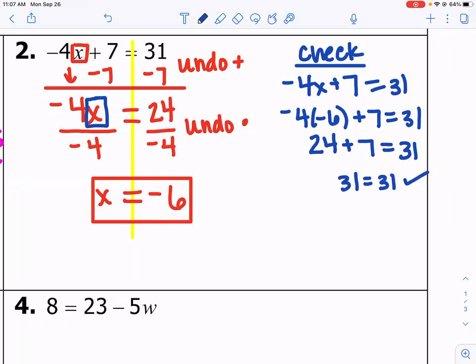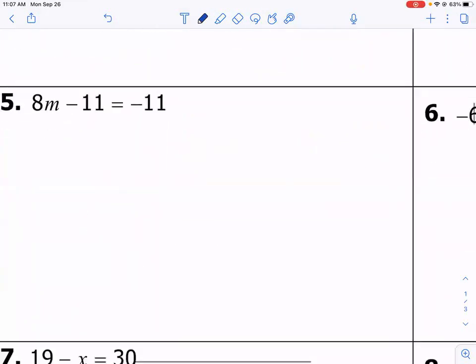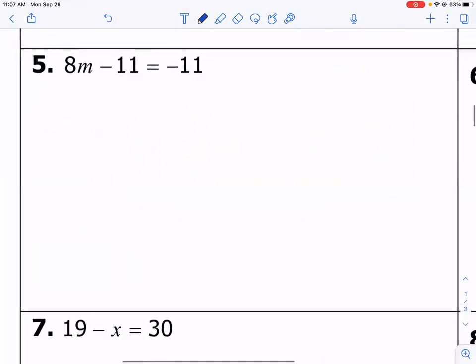Okay, here's your chance. I would like you and your partner to work together to solve number 5. Number 5, please.